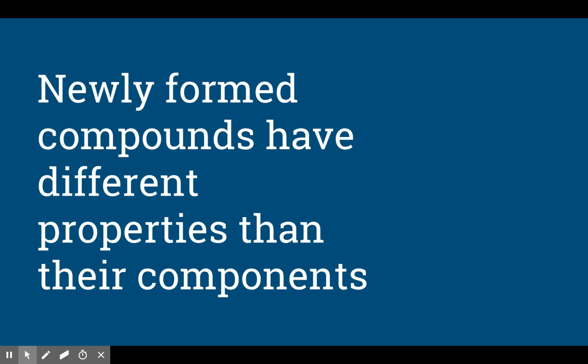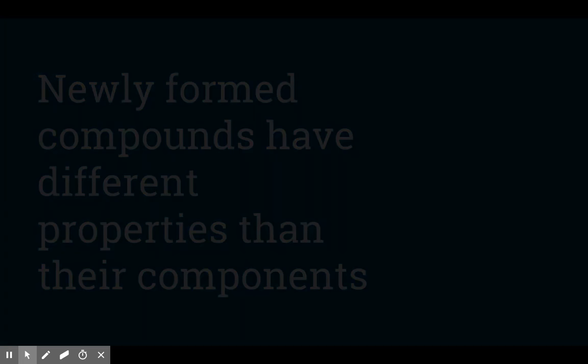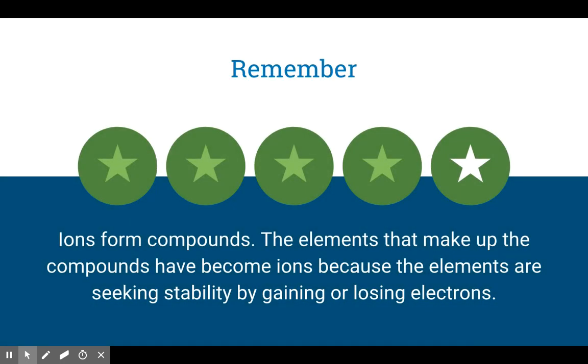It's sodium combined with chlorine. The new properties are completely different. Sodium chloride is a white cube, a solid. It doesn't have the properties of either chlorine gas or sodium as a metal. So we form something new. Just remember, ions form compounds. They form ionic compounds. The elements that make up the compounds have become ions because the elements are seeking stability, and they will find the stability by gaining or losing electrons.